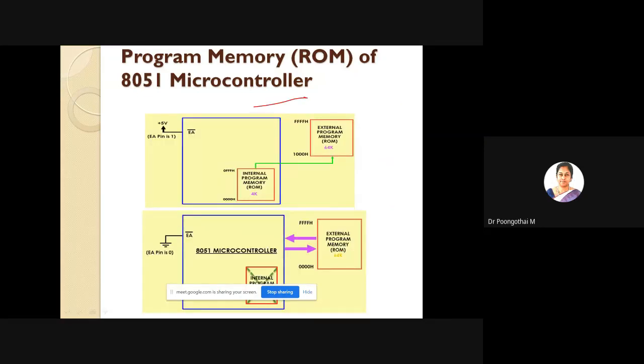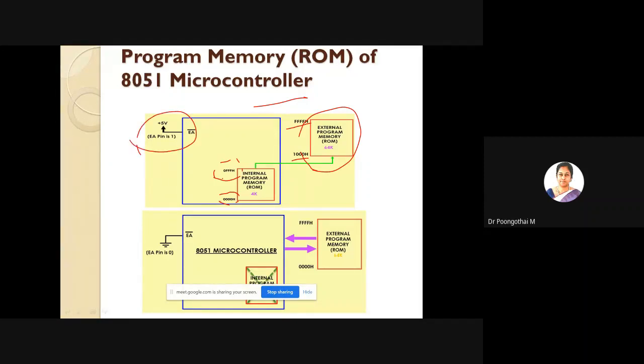diagram. In case of your 4 KB of internal memory, the address range is 000 to 0FFF. If the program address exceeds this 4 KB, then your CPU will automatically fetch the code, that is instructions, from external memory, the address range 1000 to FFFF. For this scenario, this external access pin must be pulled high.